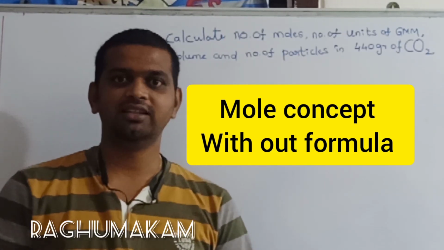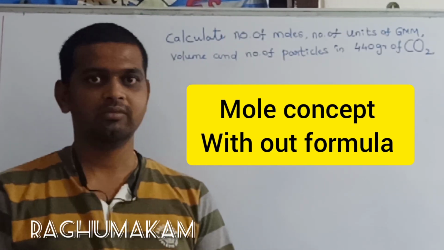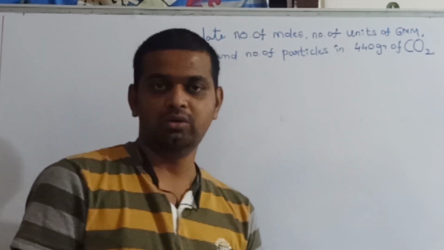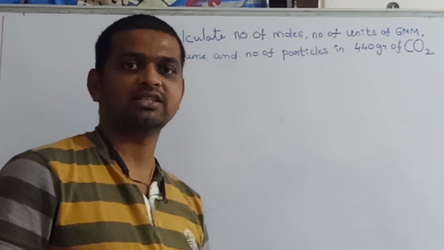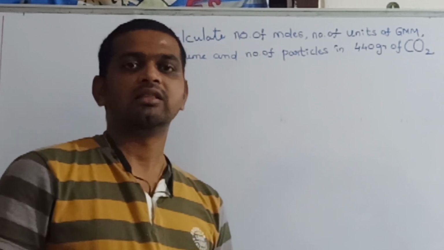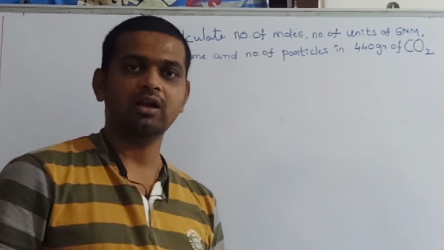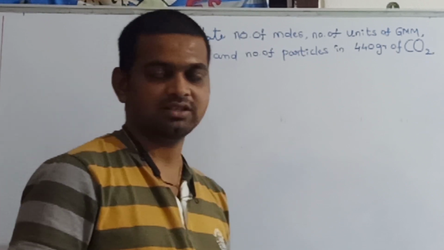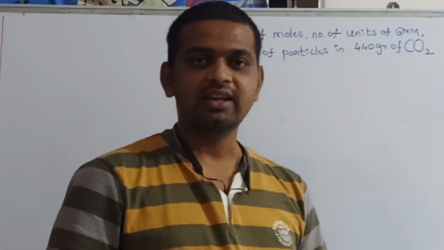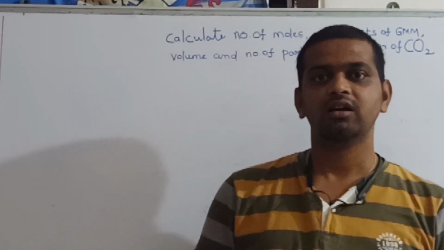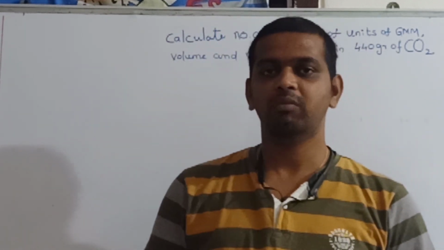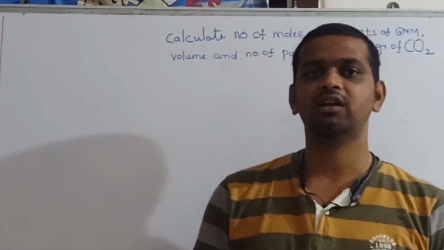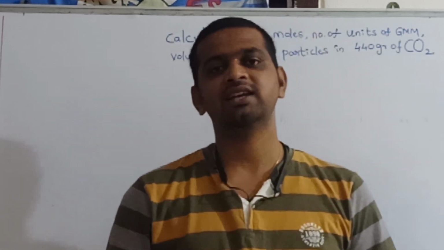Friends, in this video I am going to solve this problem without using the mole formula. In order to do this kind of problem, first you need to establish the relationship between the gram molecular mass of a molecule, moles and volume of the substance. We know 1 mole of any substance consists of 1 gram molecular mass or 1 gram atomic mass, and it is equivalent to 22.4 liters at standard temperature and pressure.